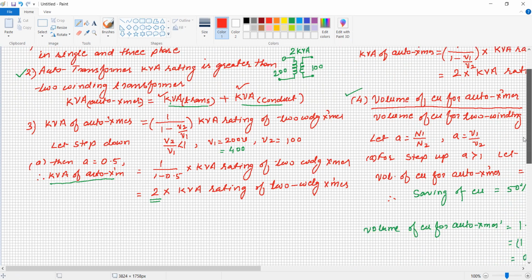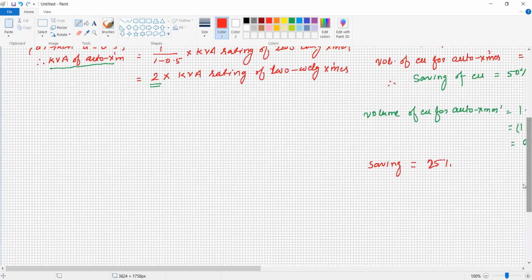Because of these advantages, the question that comes to our mind is: can we replace the three-phase distribution transformer by a three-phase auto transformer? Our three-phase distribution transformer is generally, for example, 11 kV by 415 volt, isn't it? Is it possible? Yes. We can make a three-phase auto transformer whose ratio is such that the primary winding is 11 kV and the secondary winding is 415 volt.